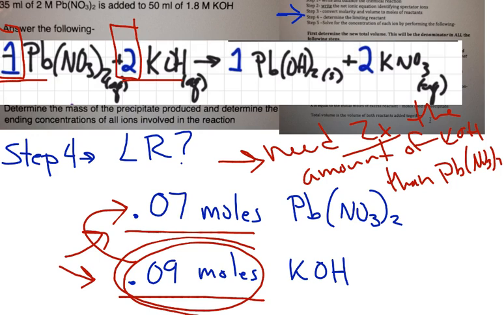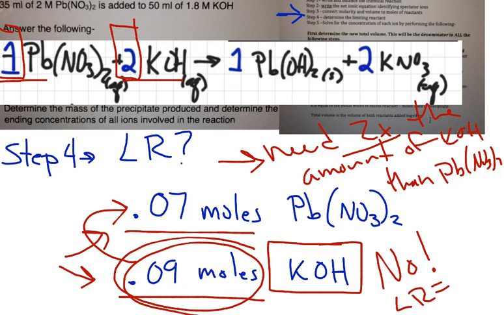This answer is clearly no, it is not. If the answer is no, then KOH is your limiting reactant. If the answer were yes, then PbNO3 would be your limiting reactant. So we now can say that we've determined the limiting reactant. The limiting reactant is KOH. That becomes important as we move on.